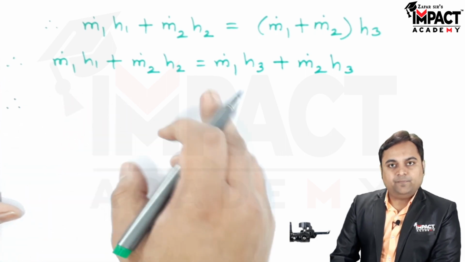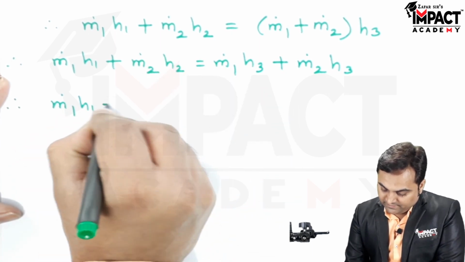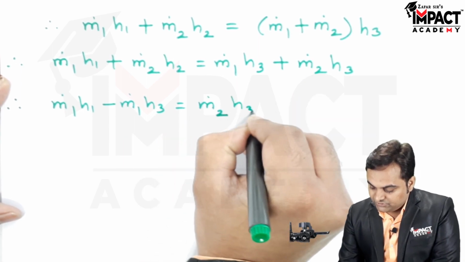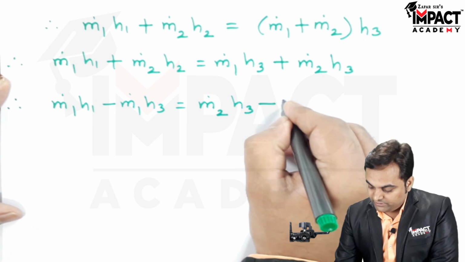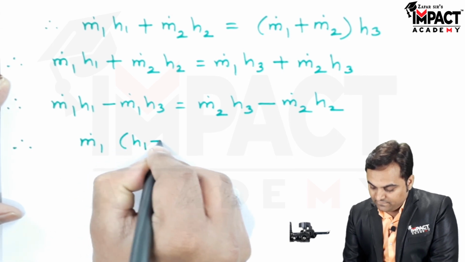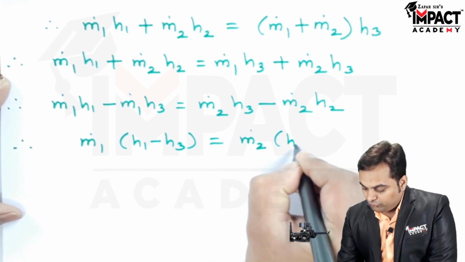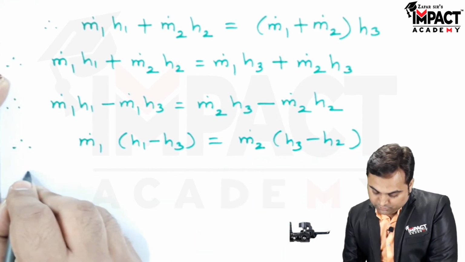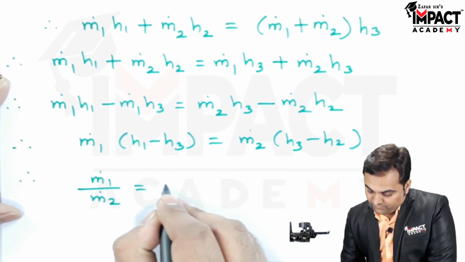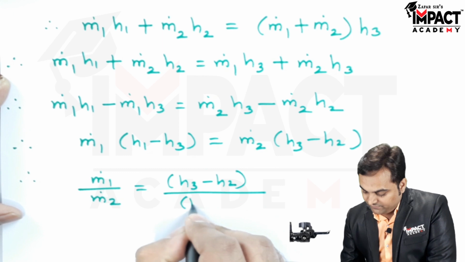Now bringing the terms of m.1 and m.2 together. So here we have m.1 H1 minus m.1 H3 is equal to m.2 H3 minus m.2 H2. So m.1 can be taken common. Here we have H1 minus H3. m.2 can be taken common. So we have H3 minus H2. Now therefore, m.1 divided by m.2 is equal to H3 minus H2 upon H1 minus H3.